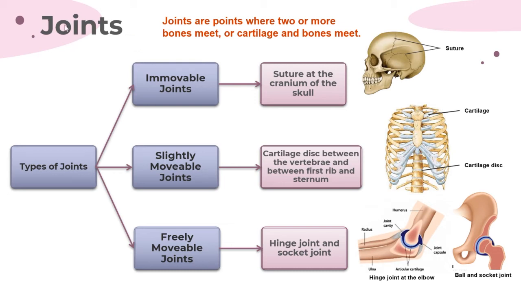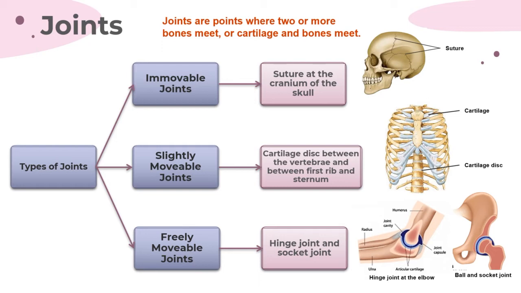Actually, what is a joint? Joints are points where 2 or more bones meet, or where cartilage and bones meet. So I repeat, a joint refers to the point or area where 2 or more bones meet, or the area where the cartilage and the bones meet. Cartilage refers to the soft tissue. So a joint refers to the point where 2 or more bones meet.